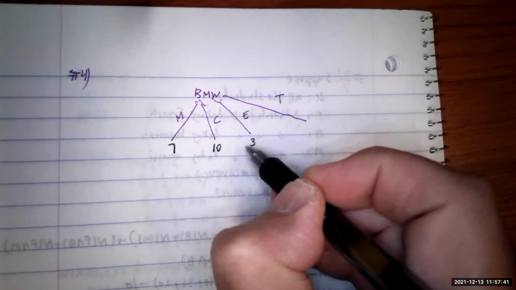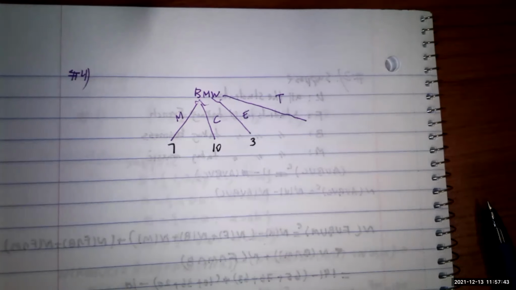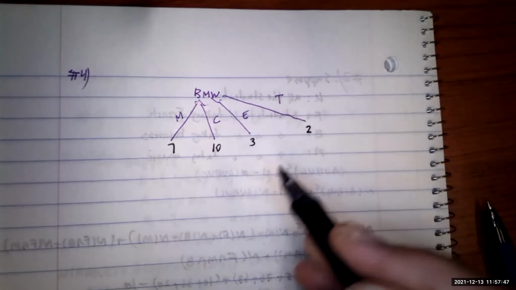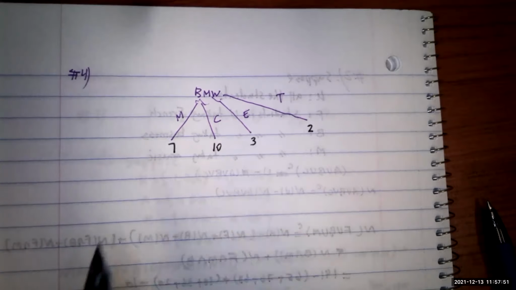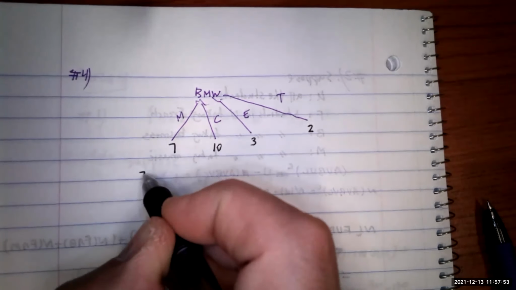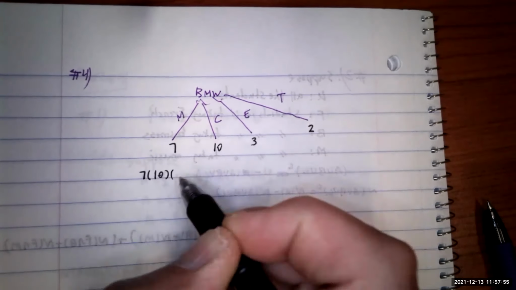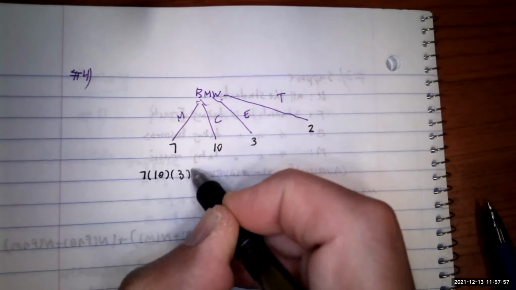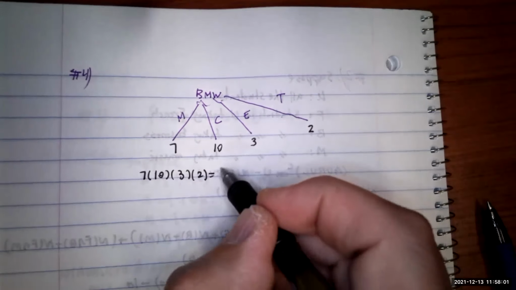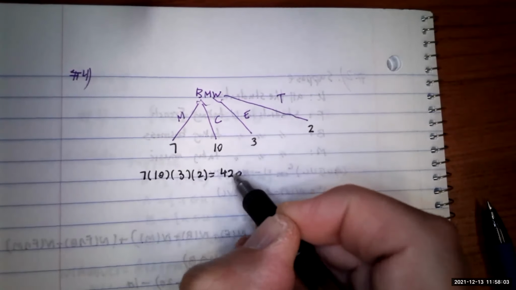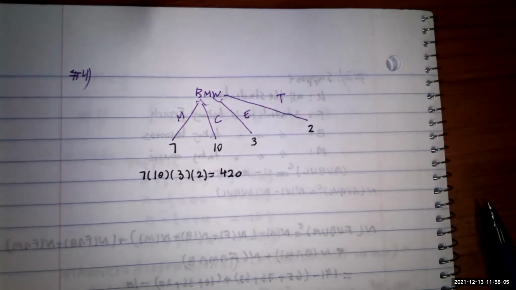3 different engine sizes and 2 transmissions. When there is no restriction, it's just a product rule. So it's going to be the total number. It's going to be 7 times 10 times 3 times 2. Okay, 420. So this is going to be the total number of the BMW that we can have. We're just applying the product rule to get the result.